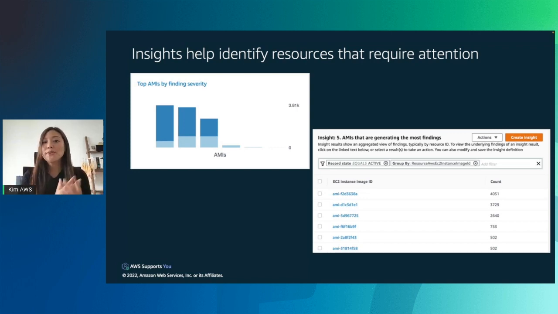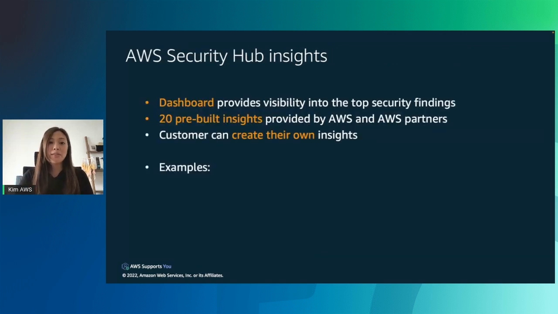Security Hub Insights also goes slightly further than that. Not only does it give you an insight in terms of the number of resources, such as AMIs, it also provides you a dashboard view that gives you visibility into your top security findings. It also gives you 20 pre-built insights provided by AWS and AWS partners. So earlier I heard, what about using AWS partner services? These are pre-built insights that are also delivered by our security partners as well. The other cool thing that you can do about insights is to create your own insights.